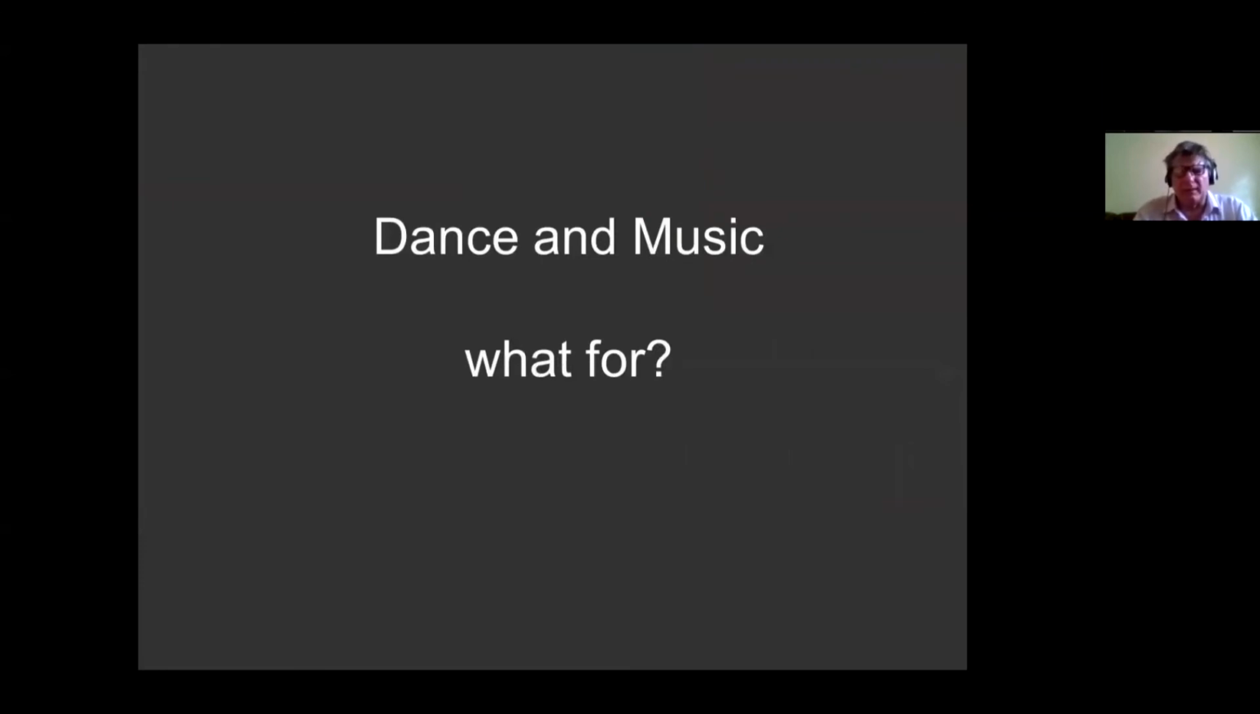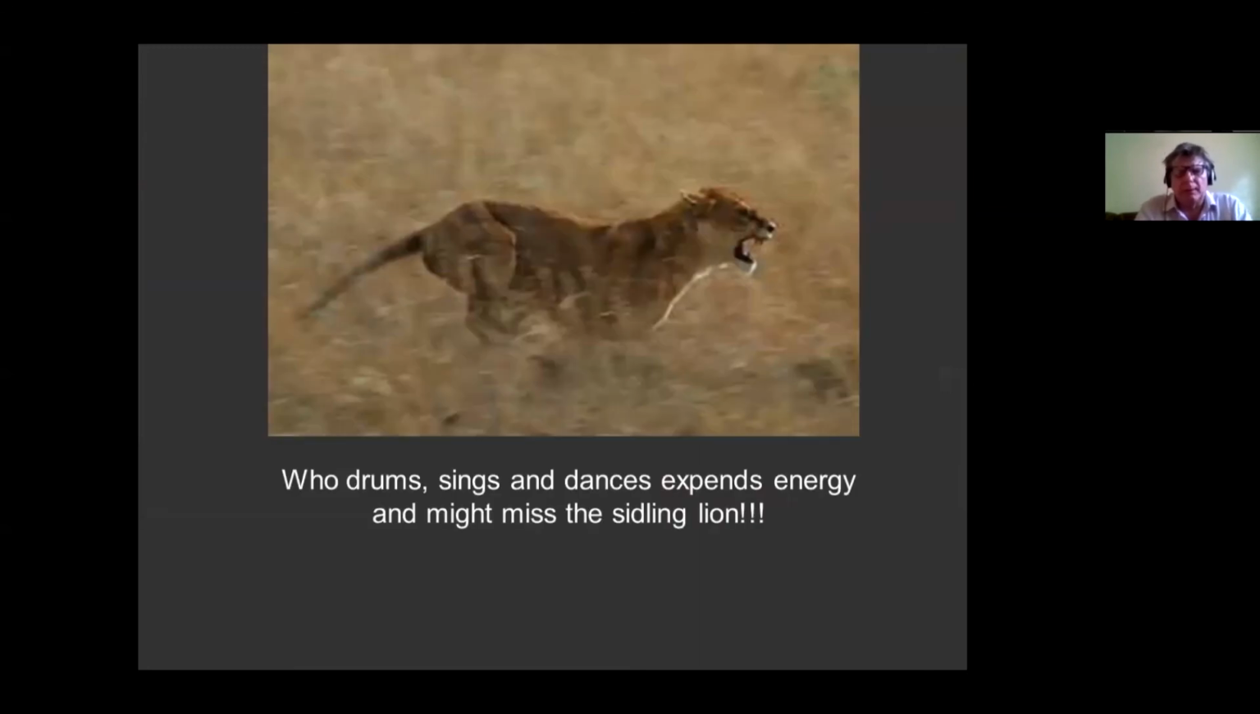But all this dance and music stuff, what is this good for? If you look in the wilderness, if you sing and you dance and you drum, and you are so concentrated on what you are doing, that could be really dangerous, and it expends also energy, and you have to look how you get your calories in the wilderness. And so it's not that obvious that it would be an advantage to dispose of musical skills.